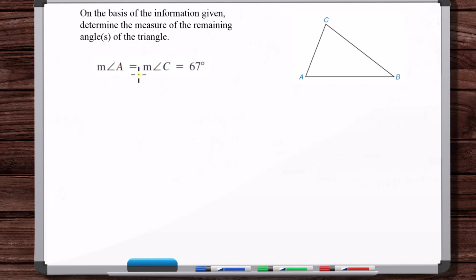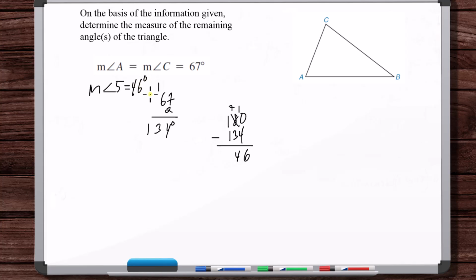Okay, what if the measure of angle A is equal to the measure of angle C is equal to 67 degrees? Well, same idea. Just what is 2 times 67? 134. So now what's the difference between 180 and 134? 46. So the measure of angle B must be 46 degrees.